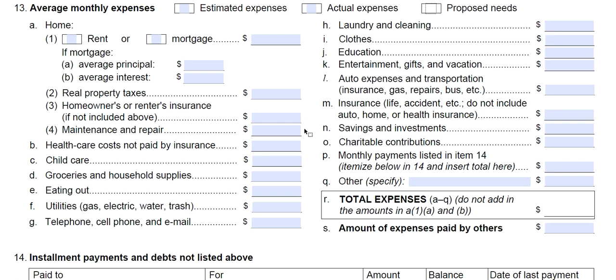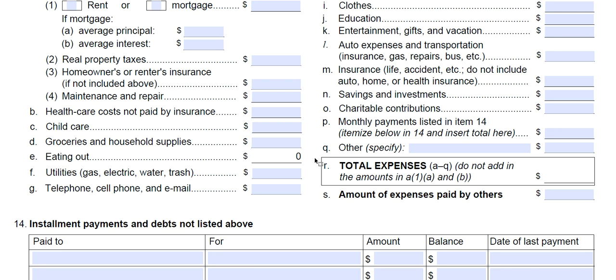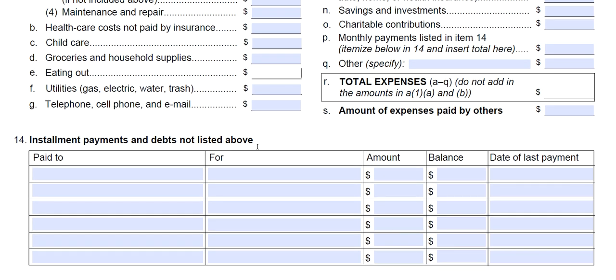But try to make it either estimated or actual expenses. Then just go through and put in your monthly expense for all of these. And if you don't have an expense, for example, if you never eat out, then either put a dash or a 0, just so that the judge and the other party know that that number is 0.